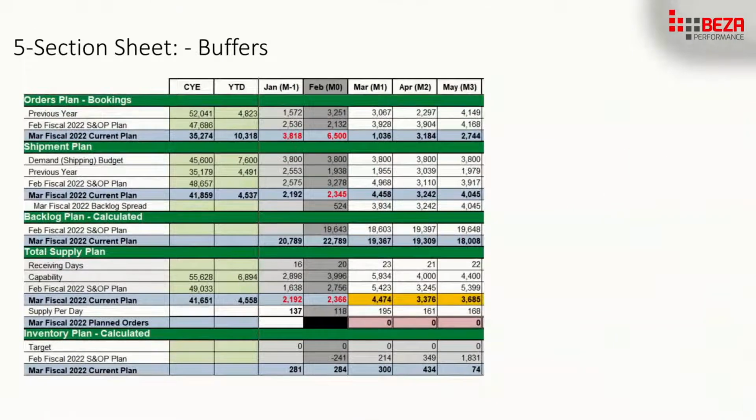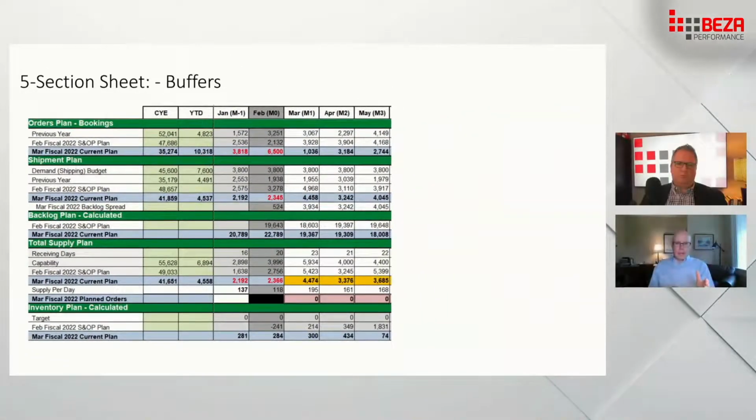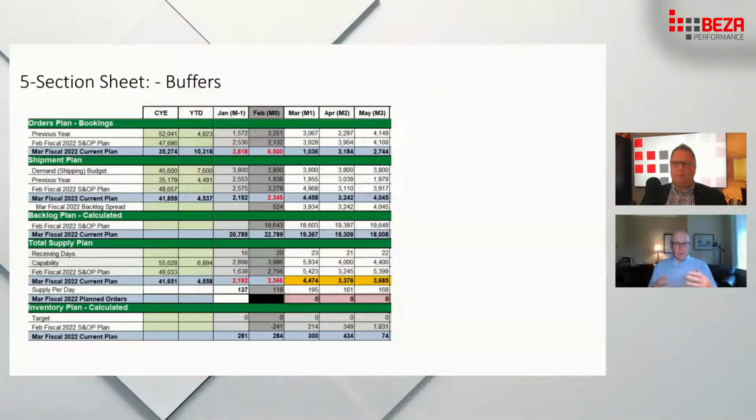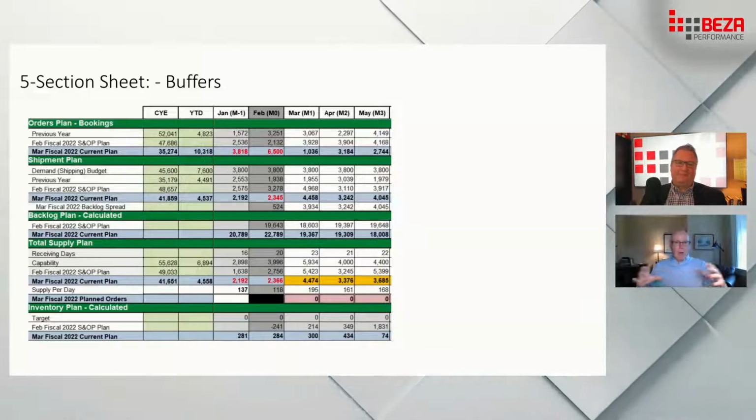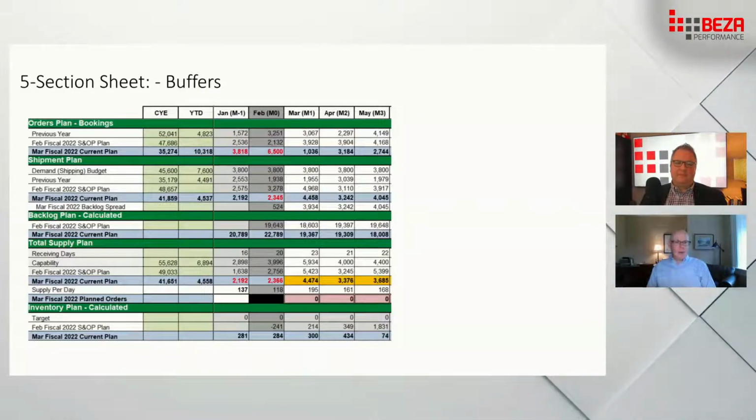So we've covered off the family by constraint. We've covered off the common units. We've covered off the demand streams. I want to talk for a minute about buffers, and I've kind of mentioned this already. This is that strategy piece: how does strategy come out in execution? If we think about the 5-section sheet, which is really a presentation of the model, how we're expecting the business to run.